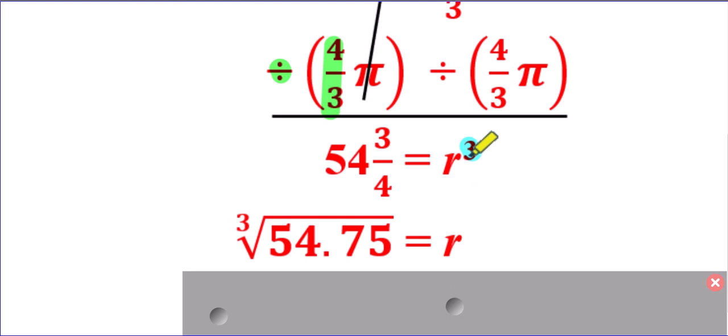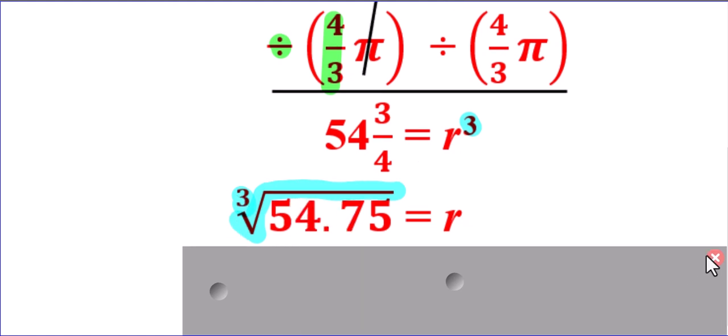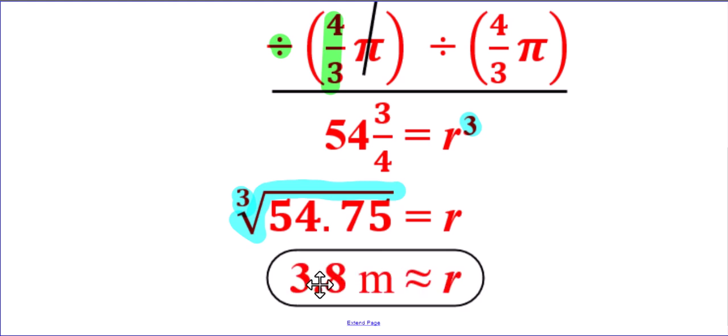Inverse of third power is the cube root. Remember how we get that in our calculator? We have to type in 3 first, then hit second function button, caret key to get the x root. If you have a Texas Instruments calculator. If you have a Casio calculator, you actually have a cube root key. Cube root of 54.75 is about, if you round to the nearest tenth, 3.8 meters for the value of the radius.